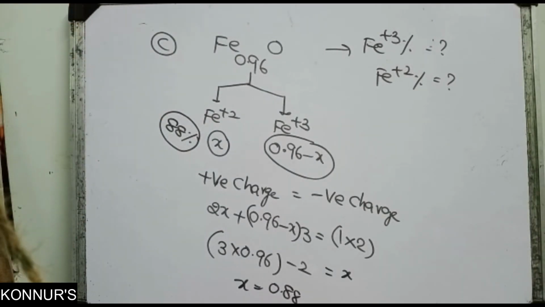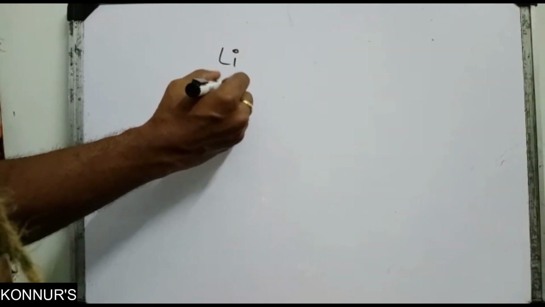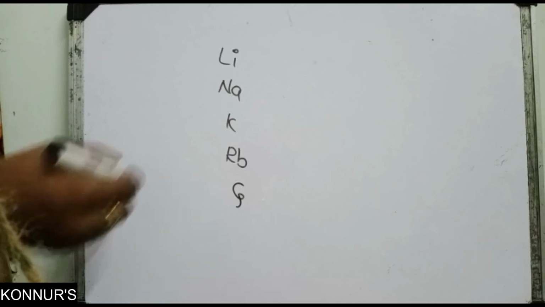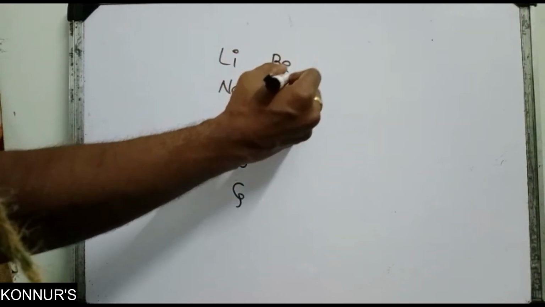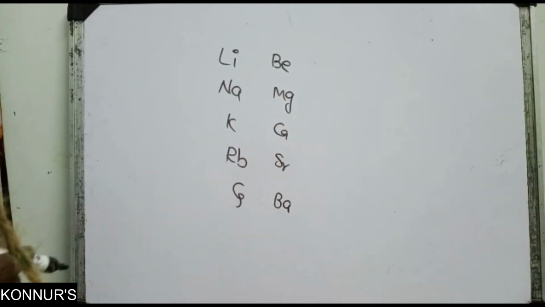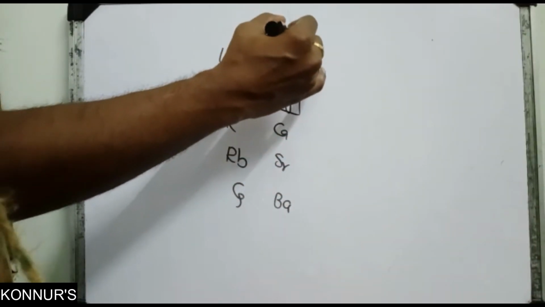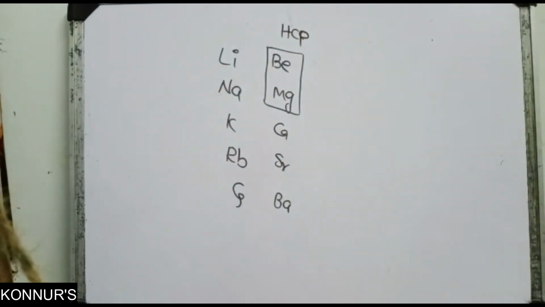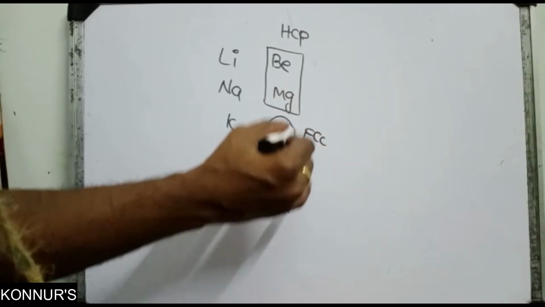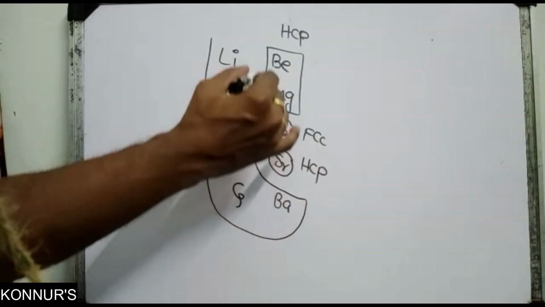So this is also one important question. Next, alkali metals and alkaline earth metals, one important topic. See, Li, Na, K, Rb, Cs, Fr, the first group. Next, the second group, Be, Mg, Ca, Sr, Ba. Here the first group are all BCC structure, but in the second group there is variation. Be and Mg are HCP, hexagonal close packing structure. Next, calcium is FCC. Next, strontium is HCP. The rest all show BCC structure.